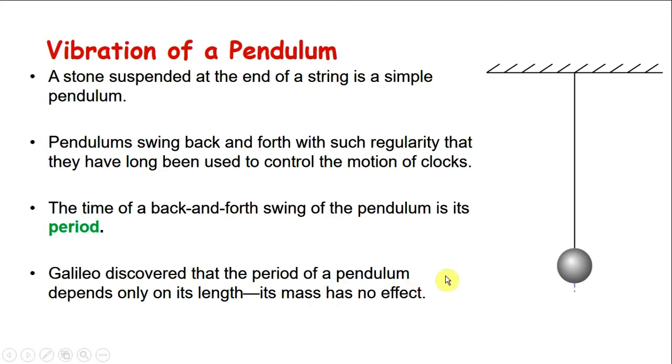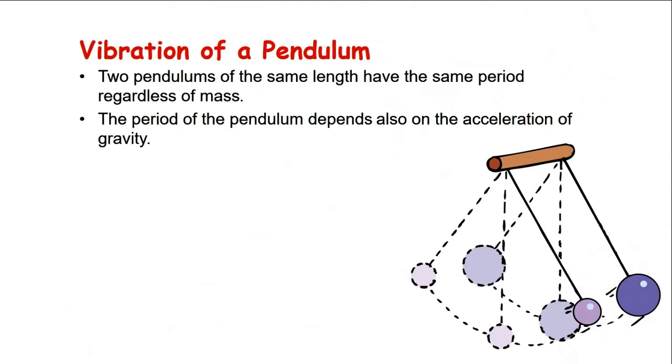This time was studied by Galileo, and he found something very interesting. He found that the period of a pendulum depends only on the length of the string. It does not depend on the mass of the object. So the only effect is coming from the length of the string, and there's another factor which is the acceleration of gravity, g, which is 9.8 meters per second squared.